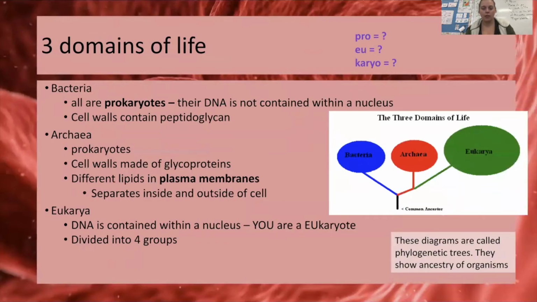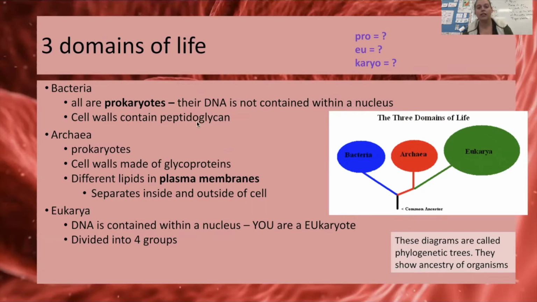So the 3 domains of life are bacteria, archaea, and eukarya. And bacteria are prokaryotes, and so are archaea. So what this means, pro means before, and karyo means nucleus. So these organisms evolved before the nucleus. And so their DNA is not contained in that nucleus. It's just floating around in the cytoplasm.